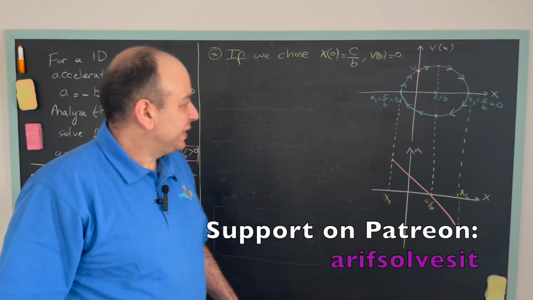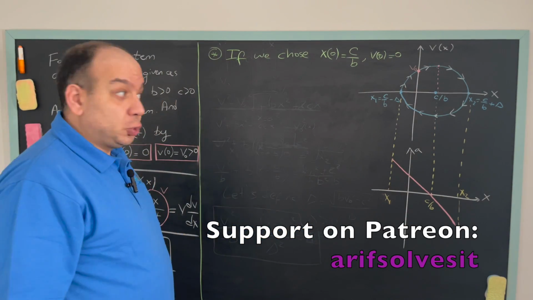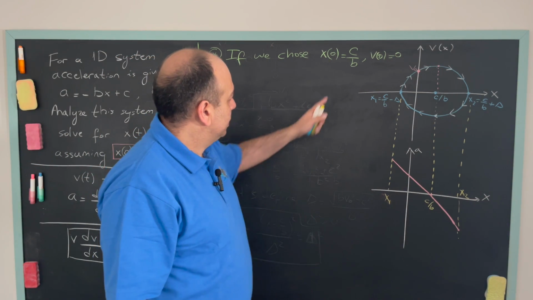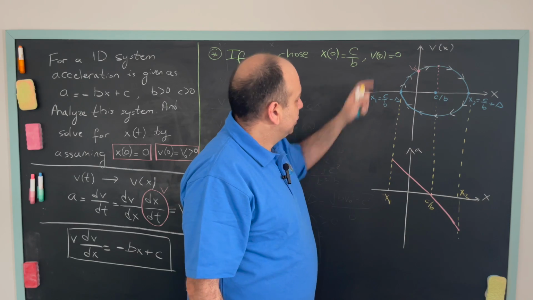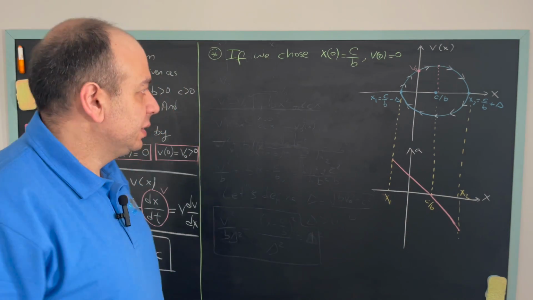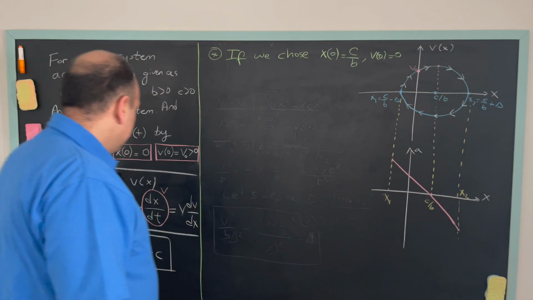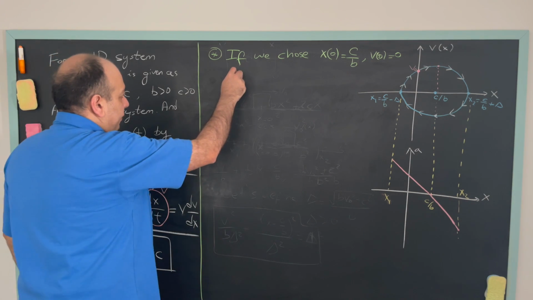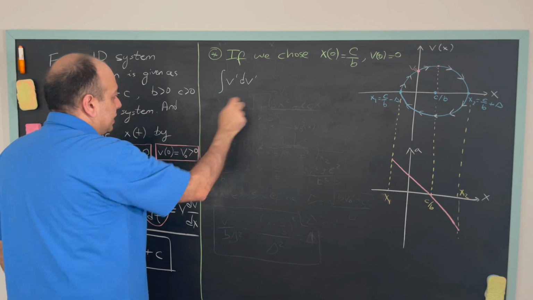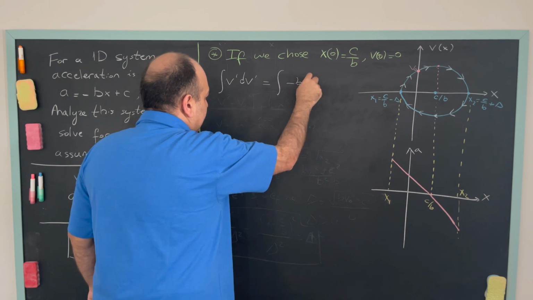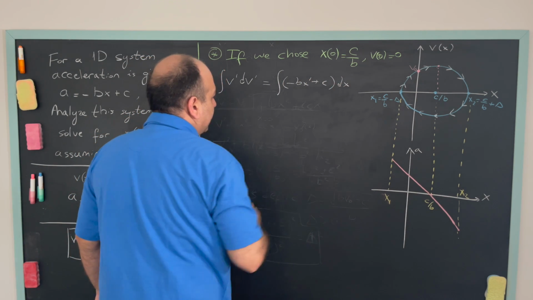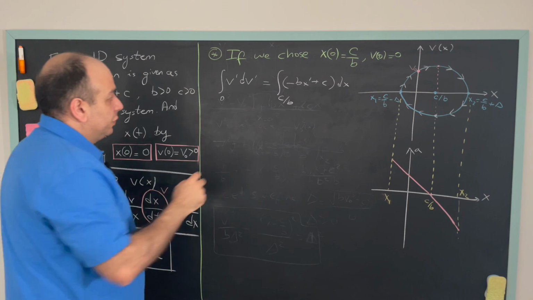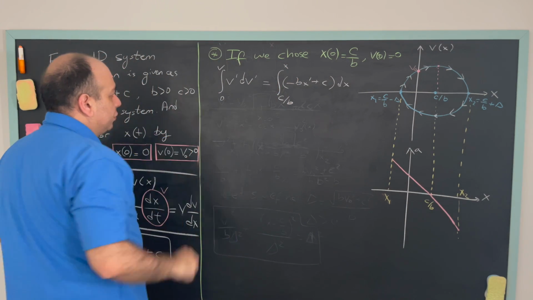Now we would like to see what happens on the phase space if I choose a different set of initial conditions. So I pick x when t is equal to 0 as C over B, and the initial speed or velocity is 0. So initially I'm not moving. Using the same equation here, the limits of the integrals will change, right? So I have v prime dv prime equal to minus b x prime plus c dx. Initially I'm at c over b, but my velocity is 0, right? Finally, I'll be at some point x, my velocity would be v.